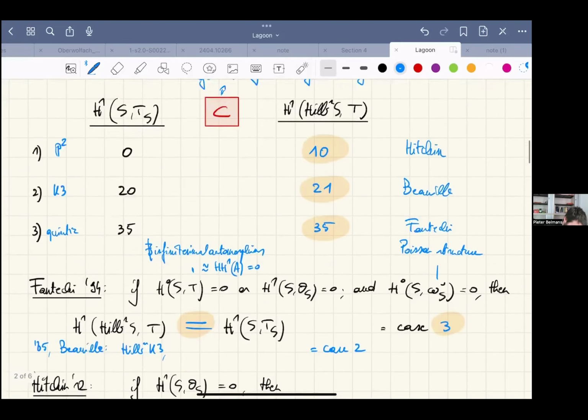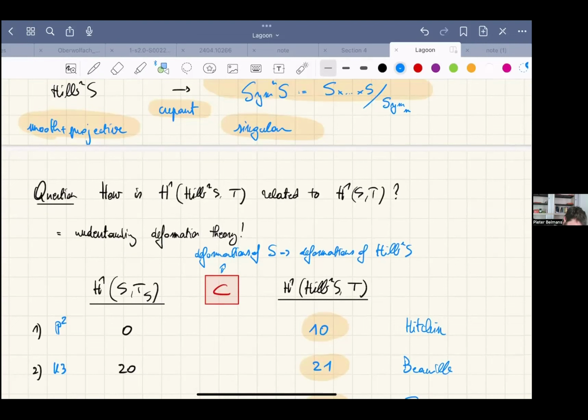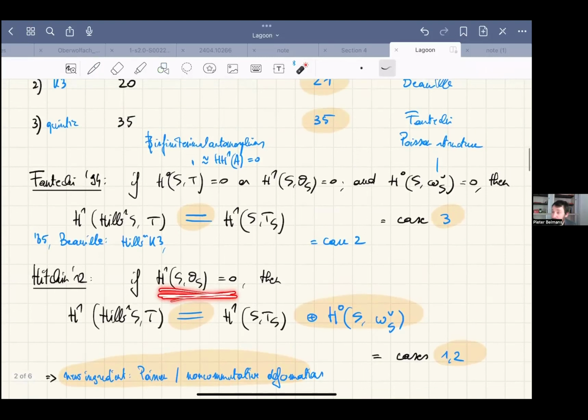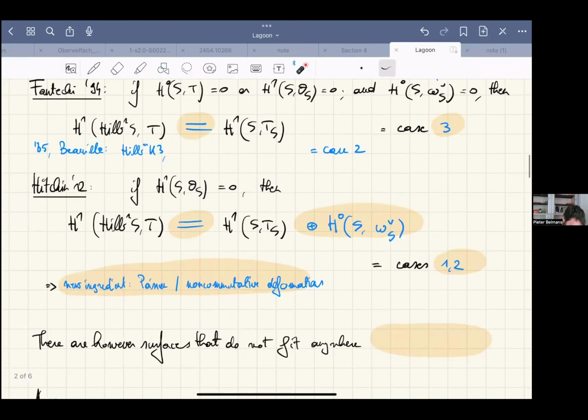So let's go back to a claim that I made here. What we see here, I said we have this inclusion because deformations of the surface induce deformations of the Hilbert scheme, but non-commutative deformations of the surface also induce deformations of the Hilbert scheme. But there was still this condition. And sure, we can cover cases 1, 2, and 3 now, but there are other surfaces out there which do not fall under any of the conditions that we've seen so far. There are, however, surfaces that do not fit anywhere yet. They will fit there in a second.